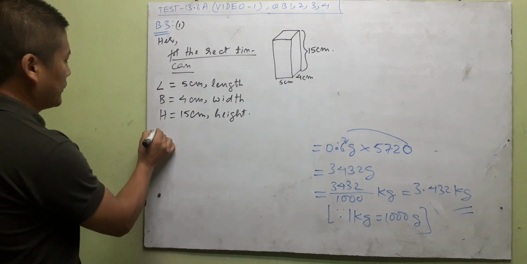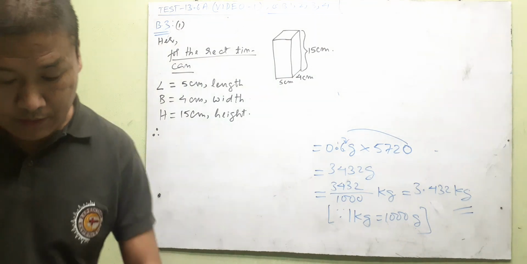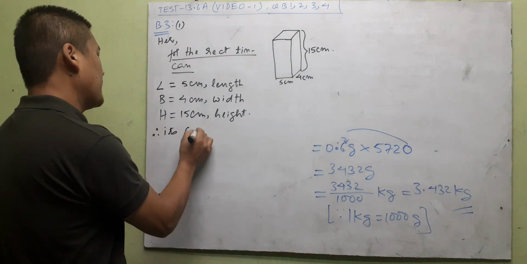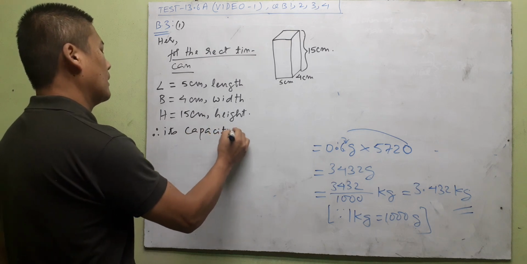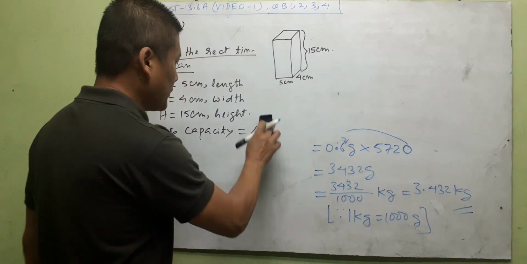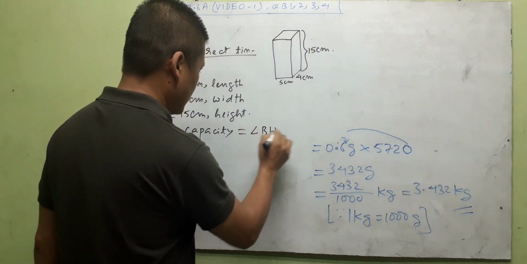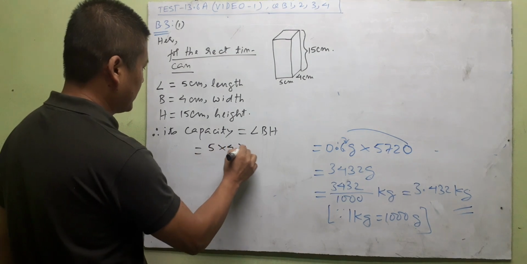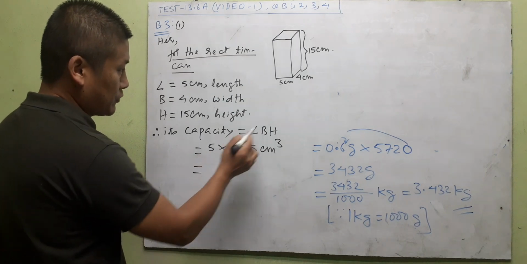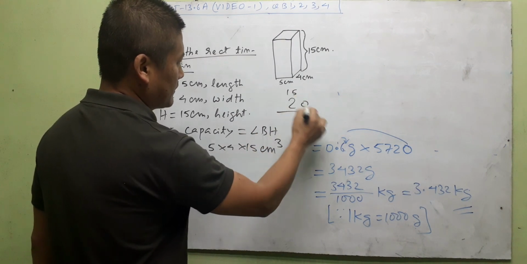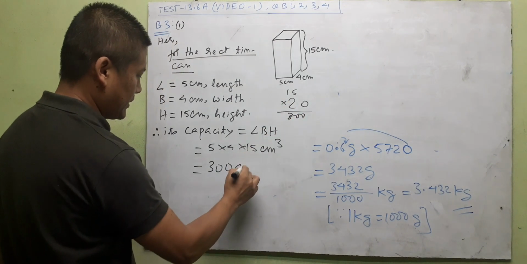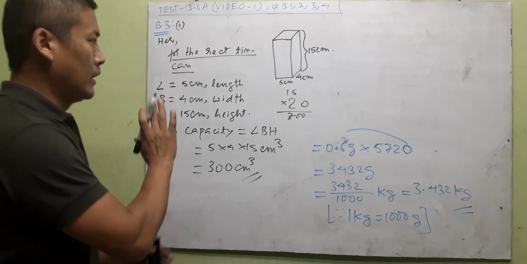Therefore the question is asking us which contains a greater capacity. So let's just calculate its capacity. Capacity means volume only, so it is equal to LBH. We know the formula for capacity or volume of a cuboid is LBH. So 5 into 4 into 15. Volume is 3-dimensional, centimeter cube. So 5 fours are 20. 20 into 15 is 15 twos are 30, so 300. We're going to get 300 centimeter cube. That's the capacity of the rectangular can.